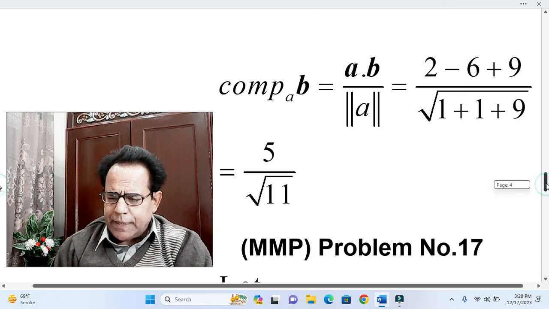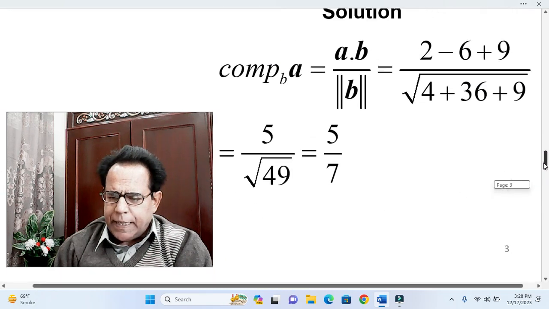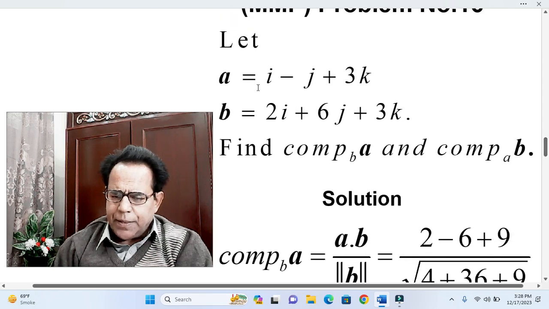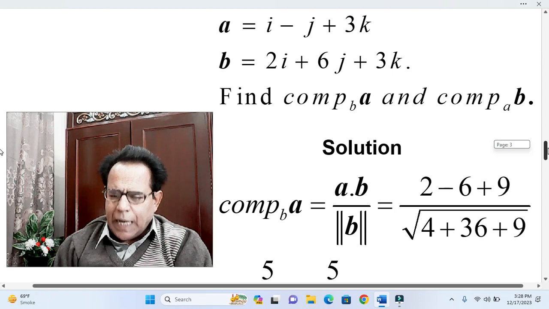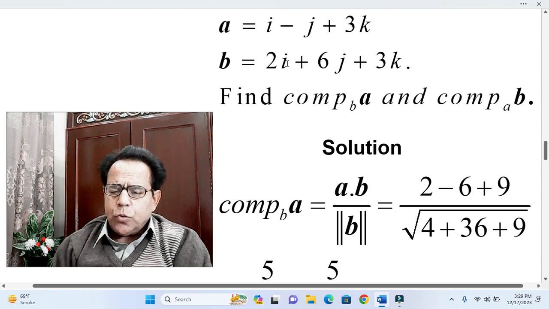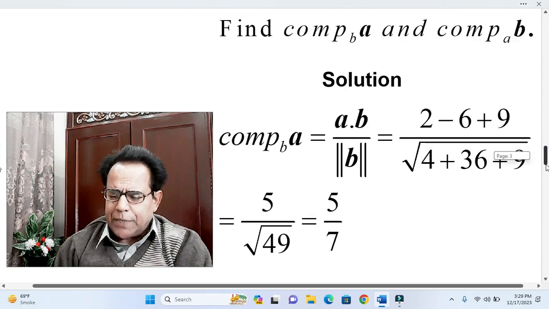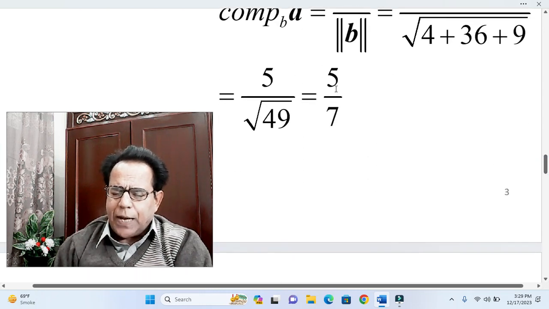How 11? We see that A magnitude: 1 plus 1 plus 9 is equal to 11. A dot B will be equal to 2 minus 6 plus 9, that is minus 4 plus 9, plus 5, and hence 5 over 7.